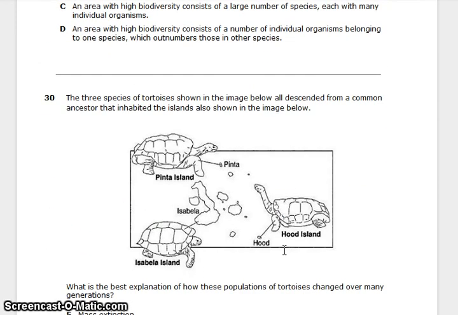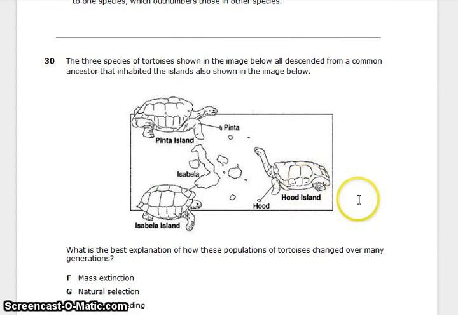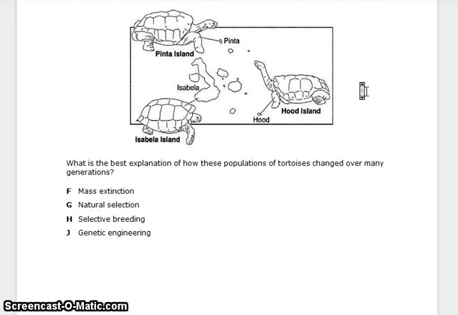30. The 3 species of tortoise shown in the image below all descended from a common ancestor that inhabited the islands, also shown in the image below. What is the best explanation of how these populations of tortoises changed over many generations? F. Mass extinction. G. Natural selection. H. Selective breeding. J. Genetic engineering.